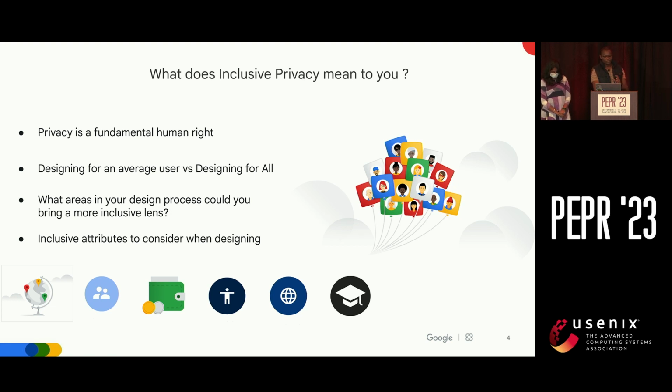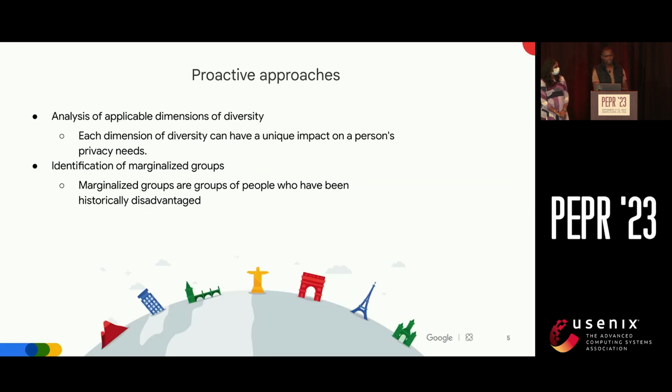Now, shifting to how we can think about this in the context of designing products proactively. We are looking at it with four different aspects. The first aspect is knowing what dimensions of diversity apply to your context. So you have a product concept, you know what the product needs to do, you know your target audience for that product. Now, how do you go about identifying or understanding what diversity aspects you need to take into account as you're designing privacy features?